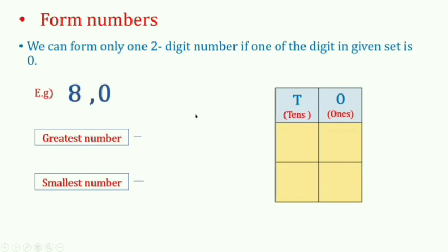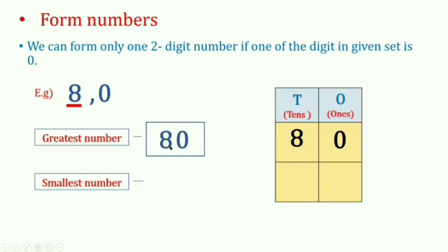So to find out first greatest number, what I have to do? I have to write down the greater number or digit in tens place. So we know 8 is the greater number than 0. So we will write down 8 in tens place, and what is remain? 0. So 0 will be in ones place. And as we know, 8 tens and 0 ones is equal to 80. So 80 will be greatest number.